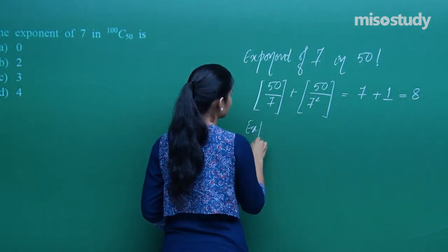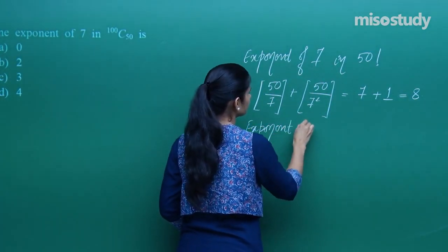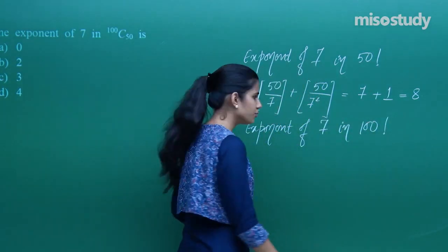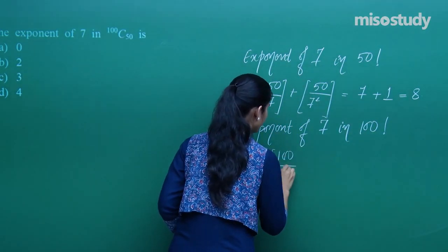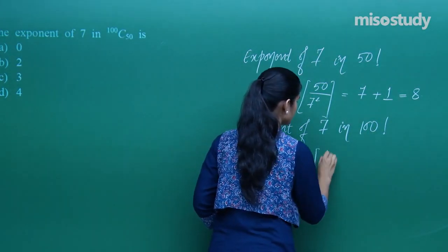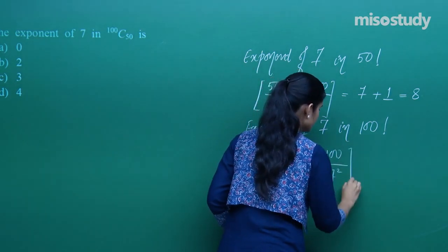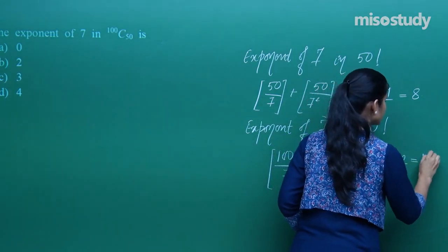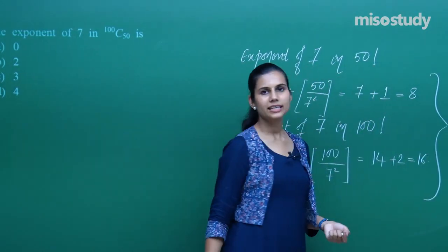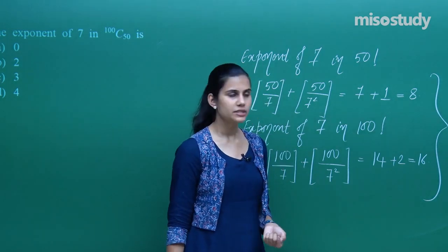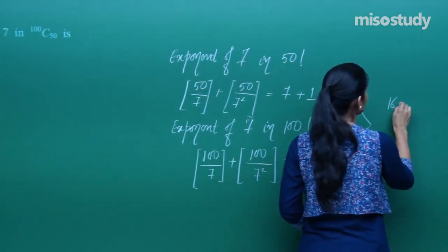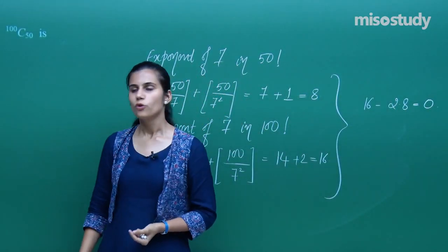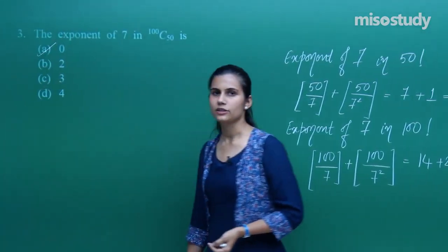And then you need to know next exponent of 7 in 100 factorial, which is 100 upon 7 plus 100 upon 7 square. This eventually gives you 14 plus 2, which is 16. When you connect both of them, you basically get the exponent of 7 in 100C50. What is that? It is 16 minus twice of 8, which is 16 minus 16, which is 0.